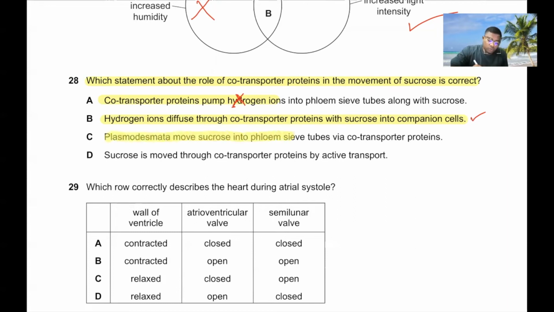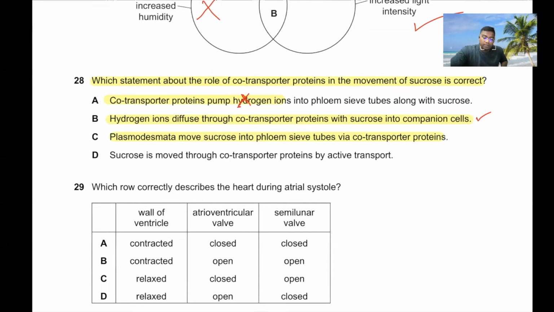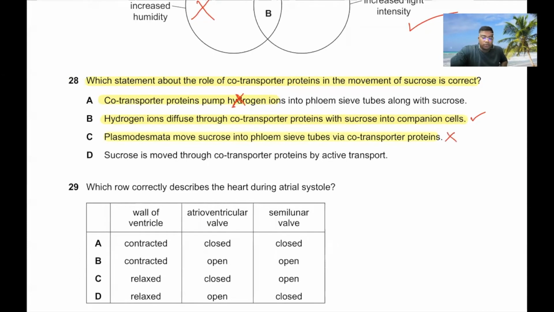Plasmodesmata move sucrose into phloem sieve tube via co-transporter. So plasmodesmata moves sucrose, all right, into phloem sieve tube via co-transporter protein. Plasmodesmata does not require a co-transporter. It's a direct cell membrane to membrane connection. Sucrose is moved through co-transporter protein by active transport. Well, it's not an active process. All right, so B is the correct answer.